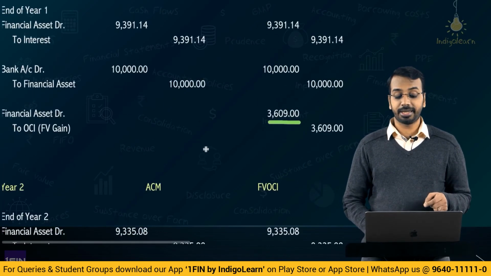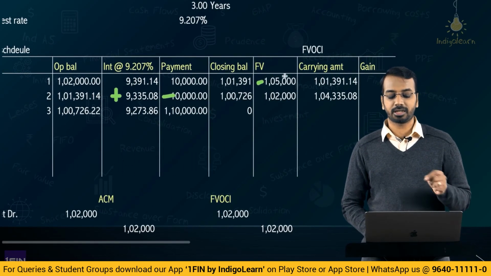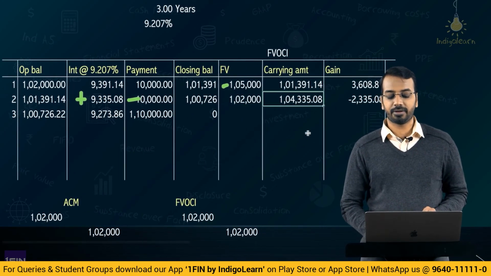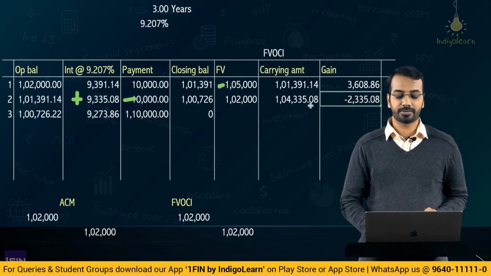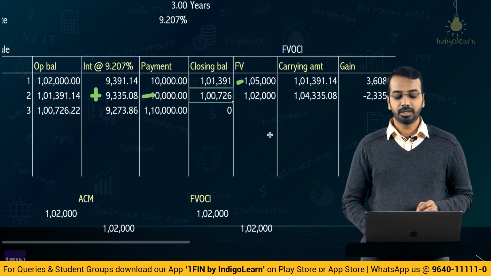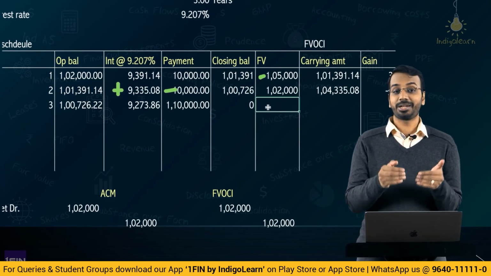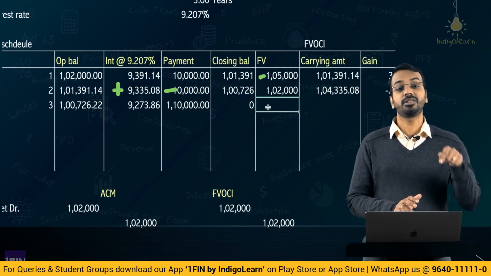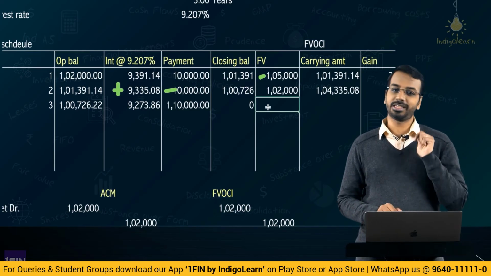Now after this entry, what is the carrying amount of financial asset under the FVOCI method? 1,02,000, because you have done 1,04,335 minus 2,335. Now come to third year. Say for a moment, at the end of the third year, you have not yet sold the financial asset. What will be the fair value of the financial asset on the date of redemption? It will be the face value, correct?